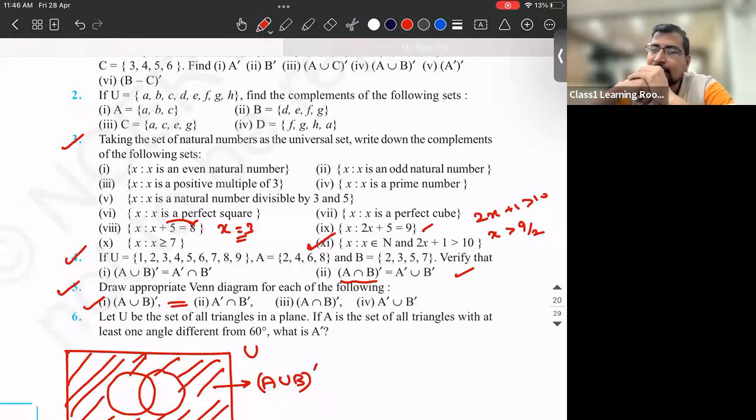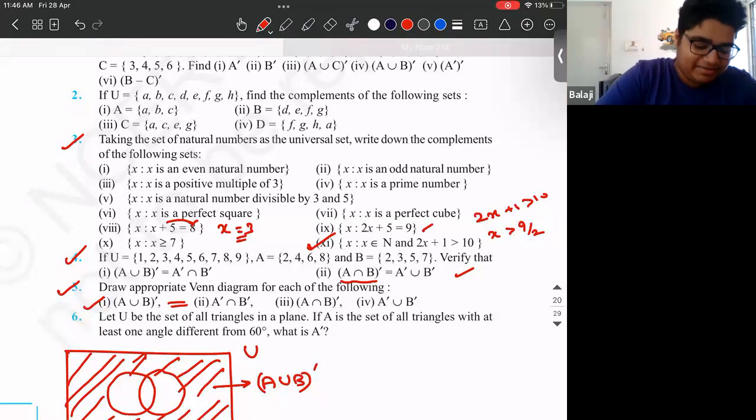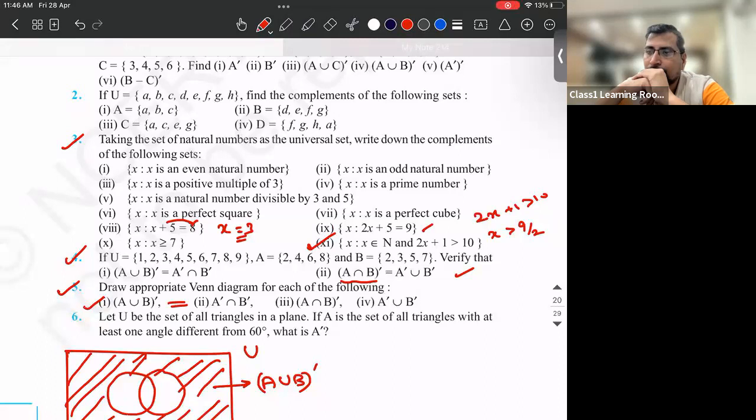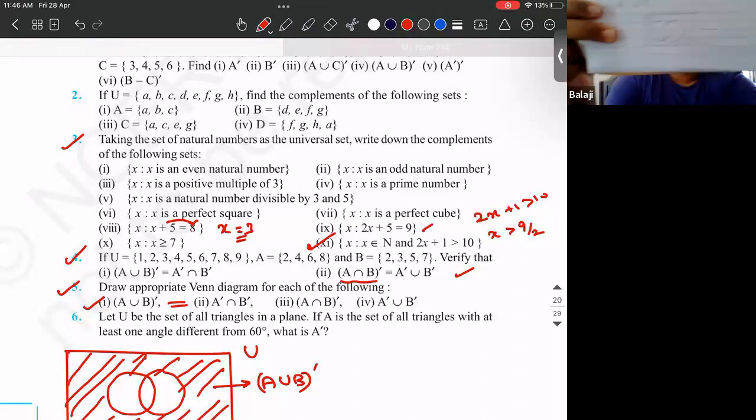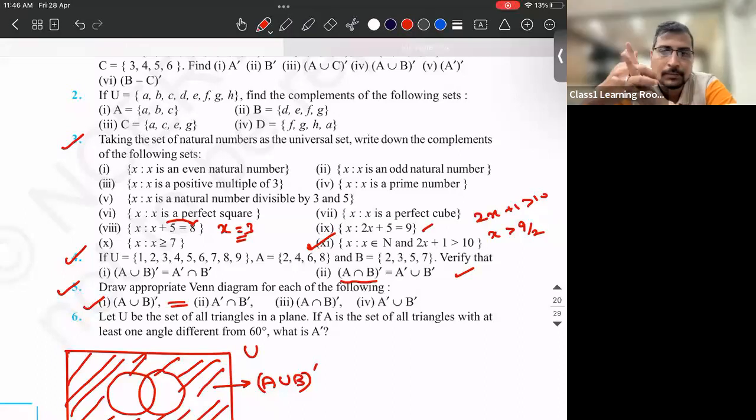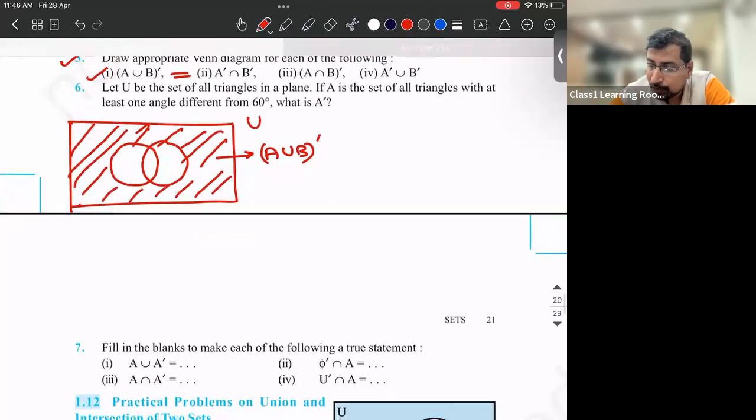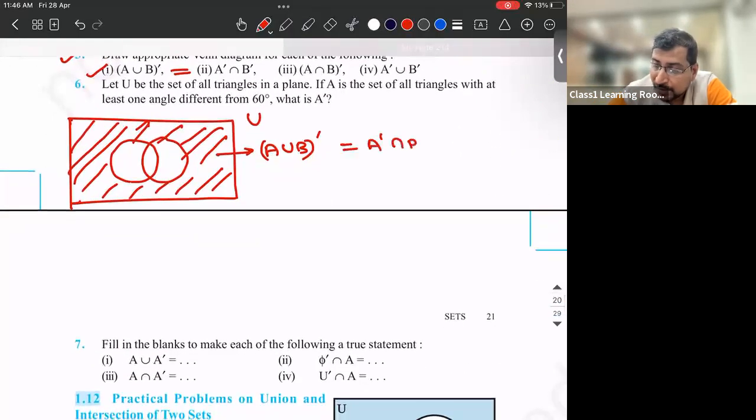Because the second and the third and the fourth. Yeah, sir. I left that portion by mistake. Third and fourth are same. Yes. Now you understood, no? Yes. Perfect. Ananya, are you clear, ma? Okay. So this is the answer for A complement intersection B complement.